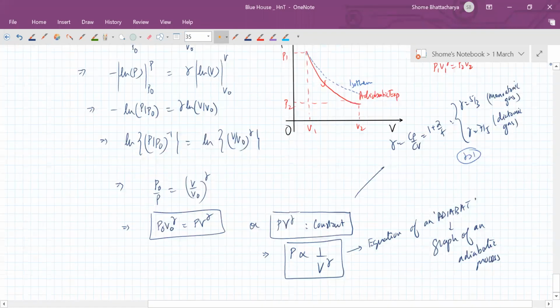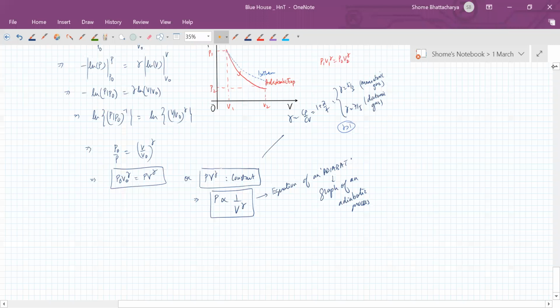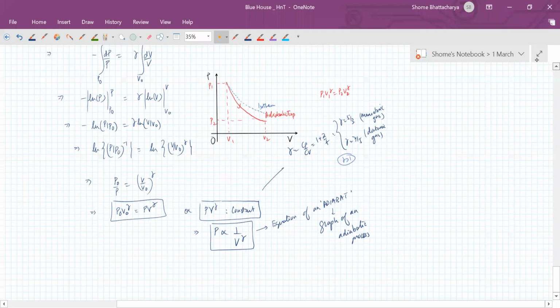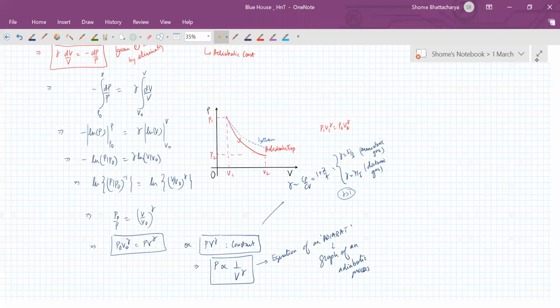Okay. So that is all the information required about adiabatic processes. And with that, we finish the applications of first law for all the standard type of process.